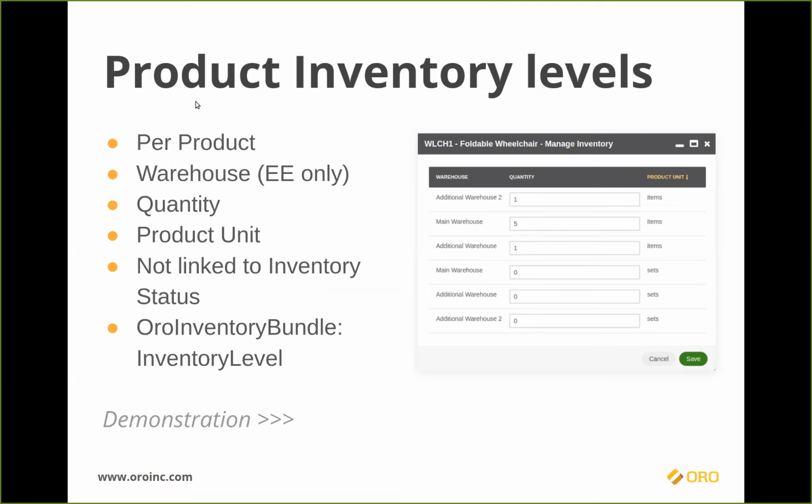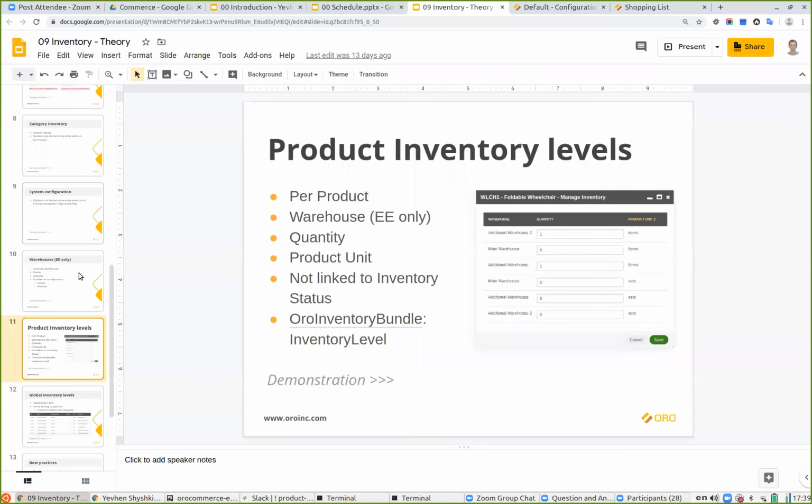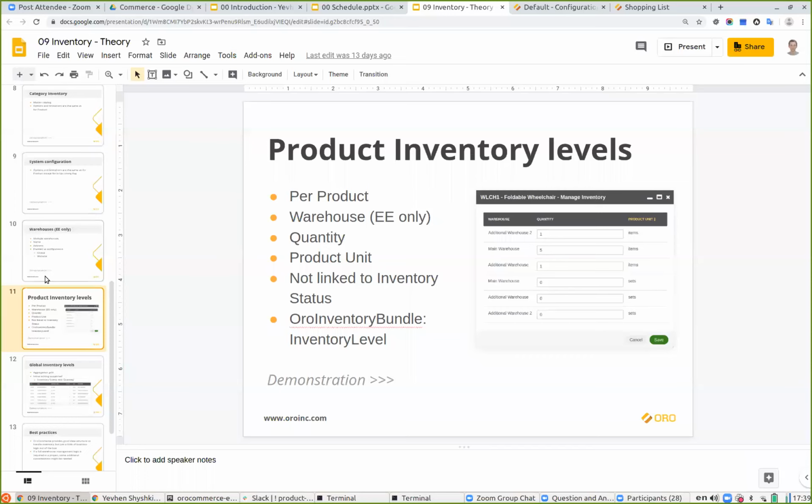Again, inventory status is not linked to the inventory levels by default, but you may do this as a customization, which means you may have in stock with the quantity 0, and out of stock with a positive quantity too. Inventory level is stored in the inventory bundle inside the entity called inventory level. So there are 2 ways how you can work with the inventory level.